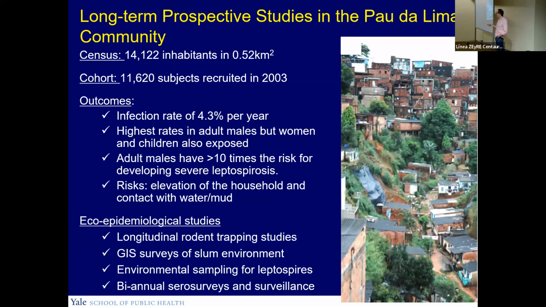In our studies we do rodent trapping, we do GIS surveys of the slum environment, and we take environmental samples for leptospirosis, which I'm going to talk about a little more. In past years we've been doing biannual surveys, or surveys every 6 months. The interesting thing is how ubiquitous leptospirosis is in the environment and how many people come in contact with it. If you shorten the period of time, you find more infections.